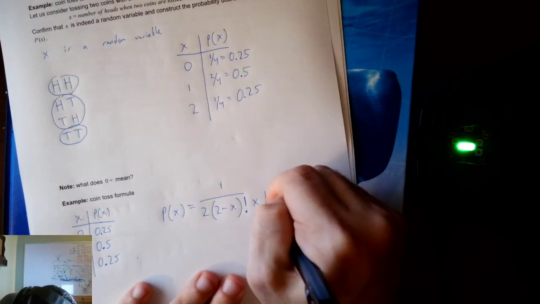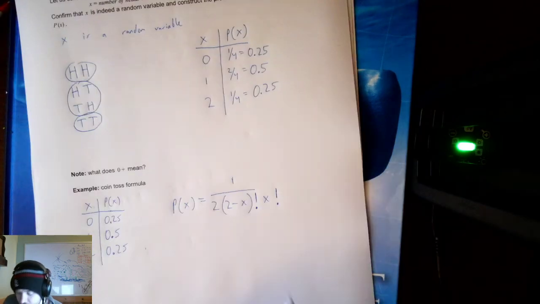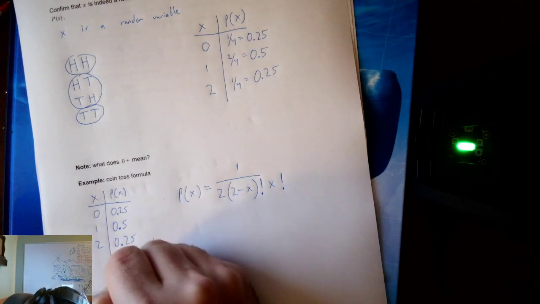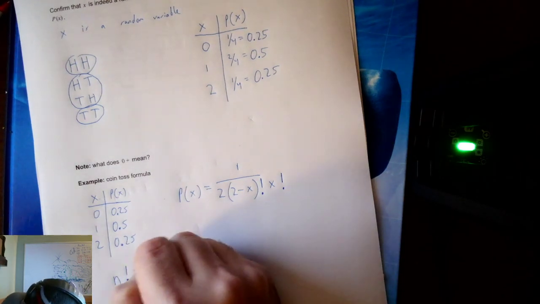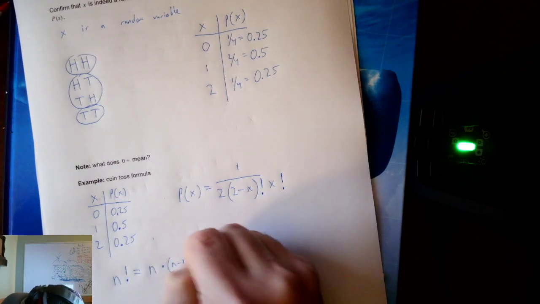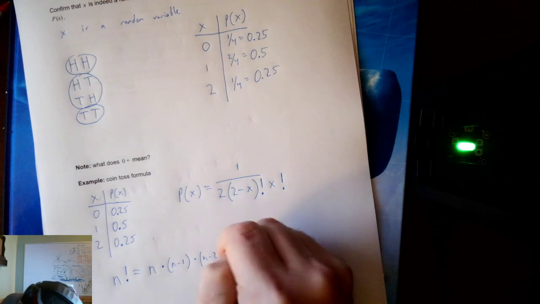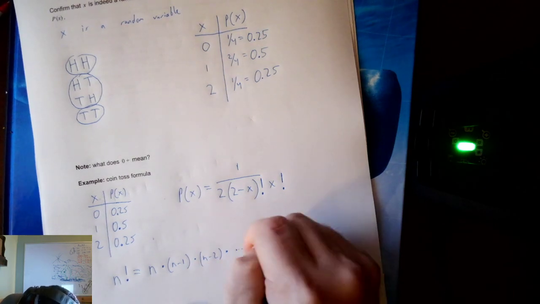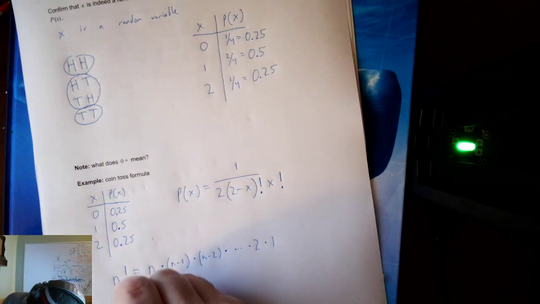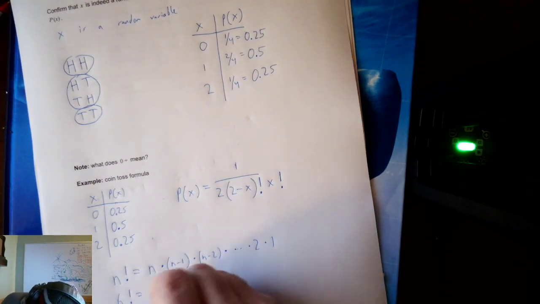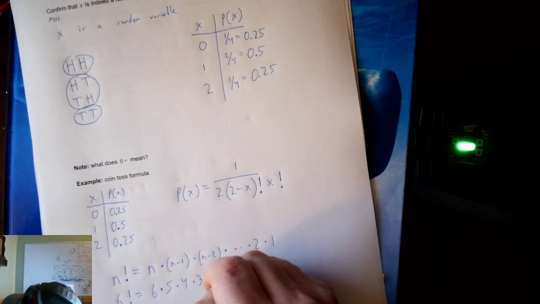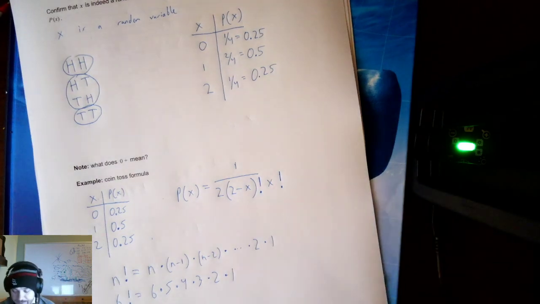X exclamation point. And here, if you have a number with an exclamation point, it tells you to do that number times 1 less than that number, times 2 less than that number, and so on and so forth until you have 2 times 1. So for example, 6 exclamation point would be 6 times 5 times 4 times 3 times 2 times 1.